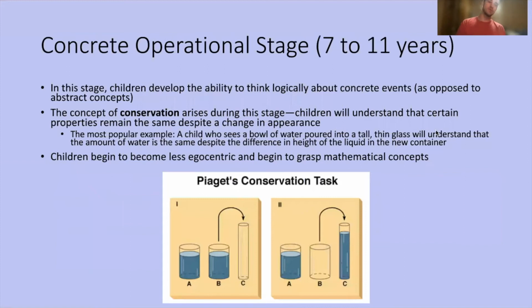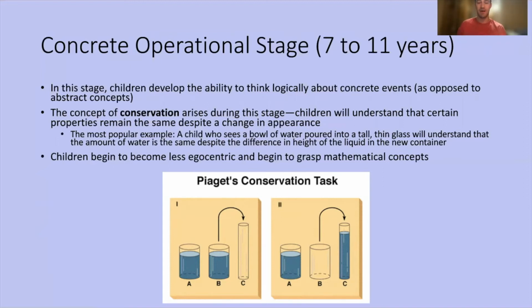So the concrete operational stage is the third stage, and that's from about 7 to 11 years of age. In this stage, children develop the ability to think logically about concrete events as opposed to abstract concepts. They're not able to think about abstract concepts yet, but they can think logically. They're starting to problem solve about concrete events and concrete things in front of them. During this stage, the concept of conservation arises. What that means is children will understand that certain properties remain the same despite a change in appearance.